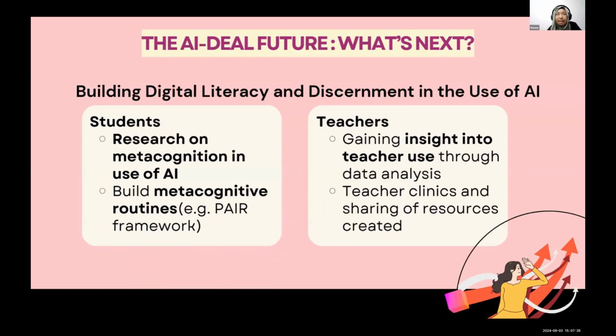So moving forward, my ideal future is really to look into how we can build digital literacy and discernment amongst both teachers and students. And my immediate plans at the moment are to look into metacognition with the use of AI. I think we want to build self-regulation, self-awareness, both amongst teachers and students. And the team that I did the research with previously, we're planning to do a follow-up research to look into how we can have metacognitive routines within the use of AI with our students and see how that will help them.